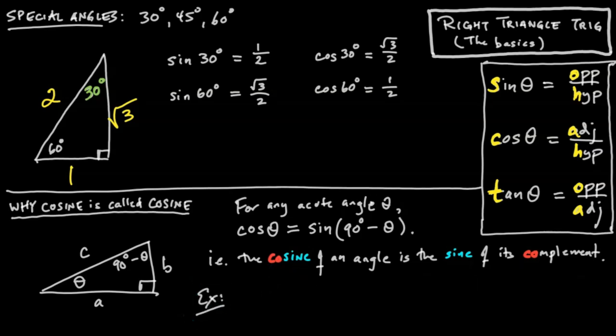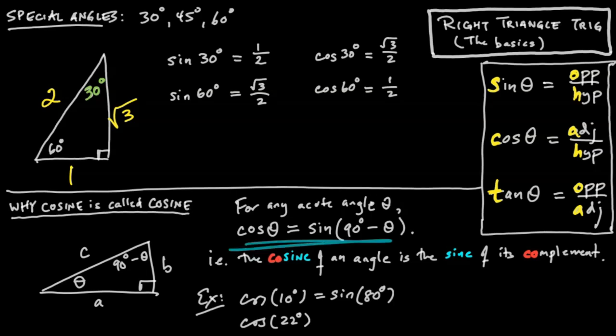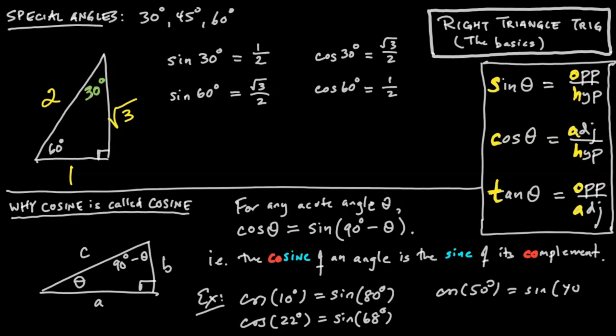So, for example, we immediately know that, say, the cosine of 10 degrees, forget about its numerical value, whatever it is, it's going to be the exact same thing as the sine of 80 degrees. Or similarly, the cosine of 22 degrees, we know by this little theorem we've proved here, is going to be the same thing as the sine of the complement of 22 degrees, which is 68 degrees. Or the cosine of 50 degrees is, of course, going to be the sine of 40 degrees. This gives us a way of reducing questions about cosine to questions about sine.